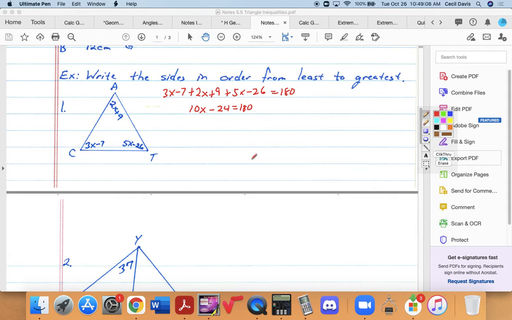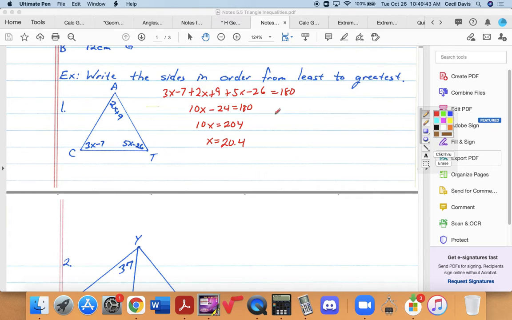Make sure I did the arithmetic right there. I think that's right. Yes? So add 24 to both sides and we get 10x is equal to 204. So x is 20.4. Now we need to figure out, well, what's the biggest angle and what's the smallest angle? Is there any way to tell just by looking at these? Nope.